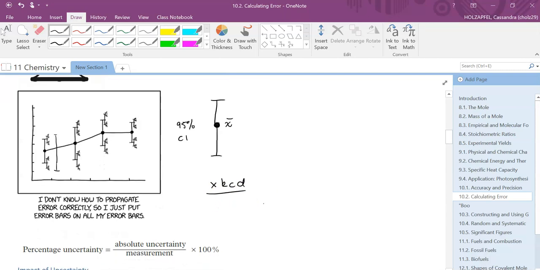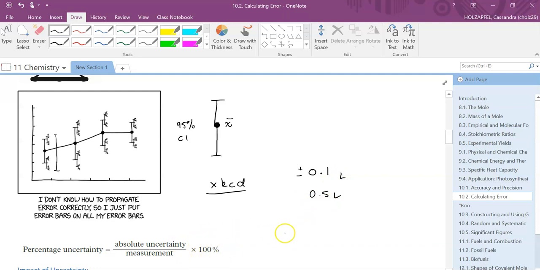Okay, so the other thing that we have to calculate is the percentage uncertainty. So for example, let's use my example from before. Let's try that again. So let's take our measurement from before. So we have 0.1 was our uncertainty. And let's say we measured our 0.5 litres.